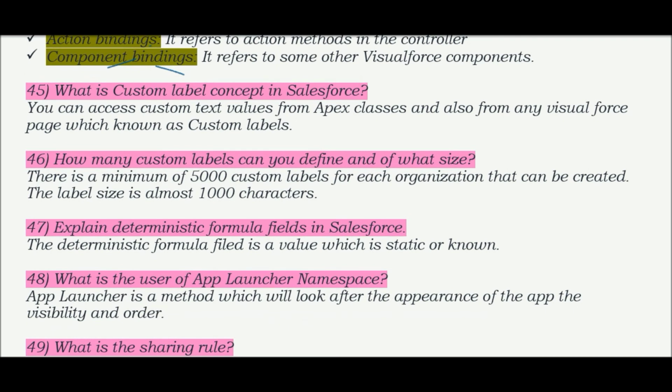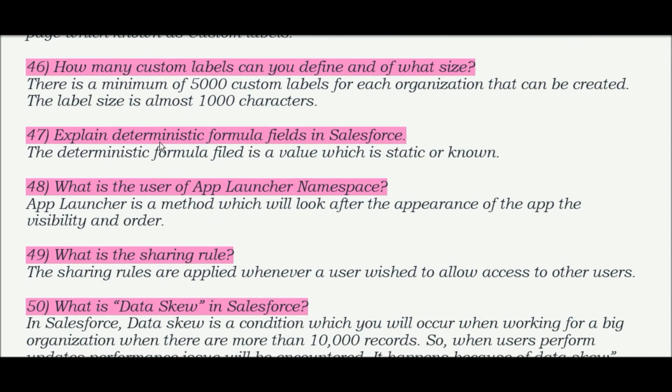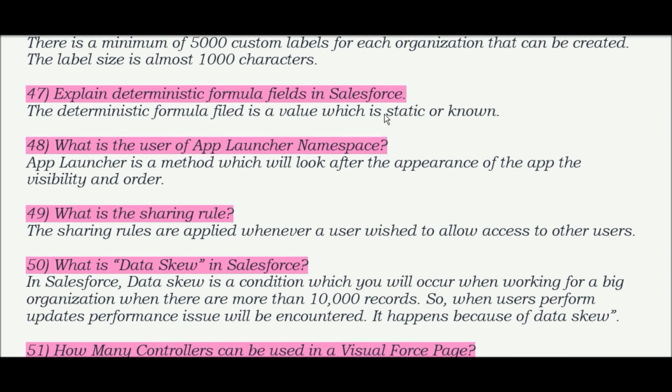Next question. What is the custom label concept in Salesforce? Answer: You can access custom text values from Apex classes and also from any Visualforce page, which are known as custom labels. Next question. How many custom labels can you define and of what size? Very important question. Answer: A maximum of 5000 custom labels can be created for each organization, and the label size is almost 1000 characters.